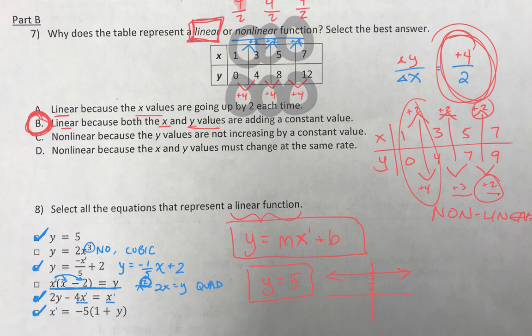Cool. All right, guys, so basically we had to watch out for our horizontal lines and our linear functions that had x to the first power. Those are what we wanted. All right, moving on.